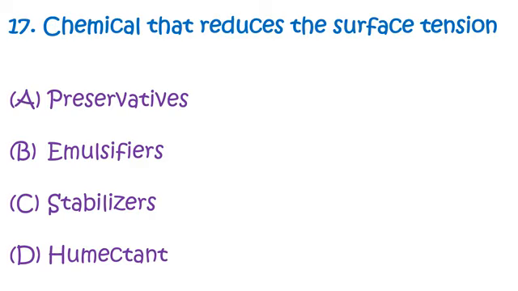Question number 17. Chemical that reduces the surface tension is. Options are option A preservative, option B emulsifiers, option C stabilizers and option D humectant. Correct answer is option B, emulsifiers. Emulsifiers are the substances which help in the formation and stabilization of the emulsion by reducing the surface tension. For example, if you want to mix oil and water, which are naturally not soluble in each other, then if you add the emulsifier, they will properly mix into each other. And this is a non-water soluble component. Whereas the stabilizers are water soluble components and they also keep the mixture from separating.